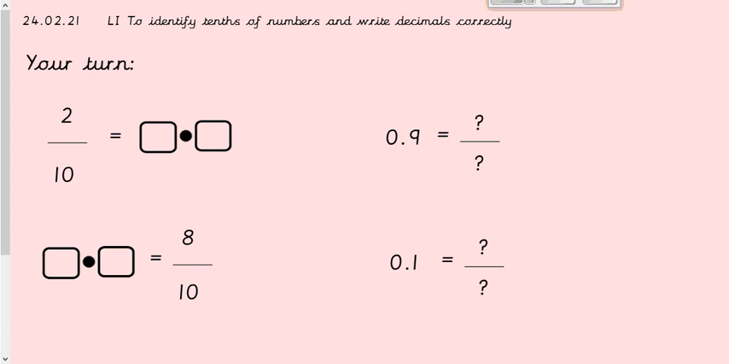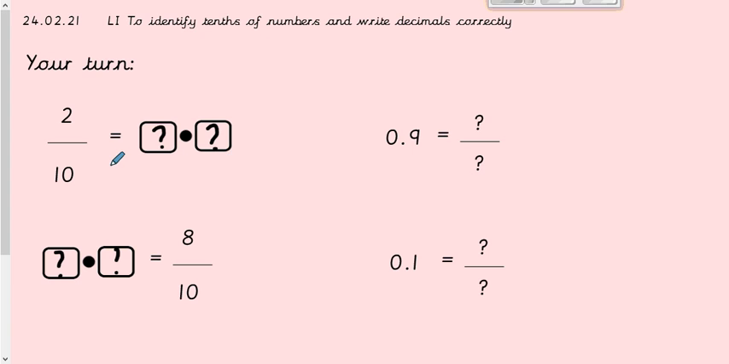So now it's your turn. What I want you to do is see if you can fill in what these would be. So what decimal would be equivalent or the same as 2 tenths, and then 8 tenths. And then this one, can you write 0.9 as a fraction and 0.1 as a fraction? So have a go at that, and then we'll go through the answers.